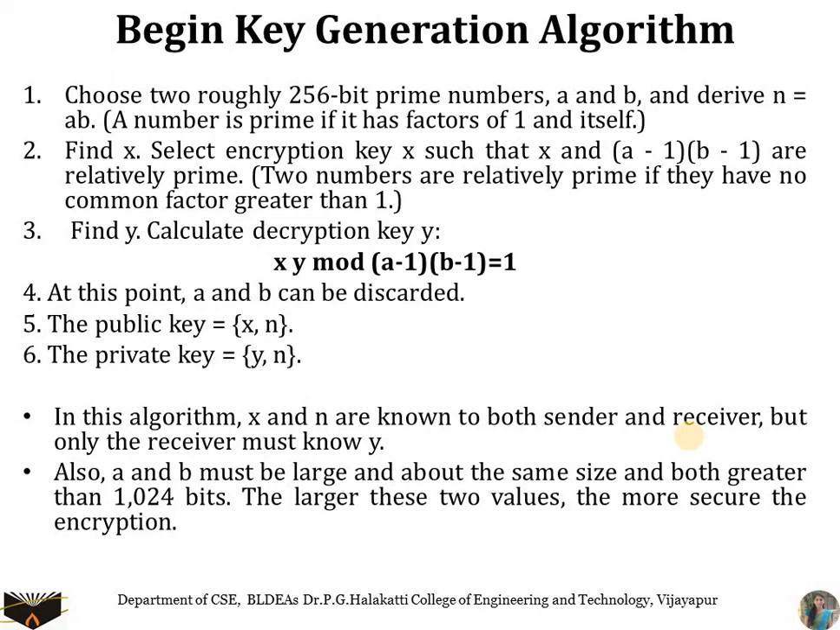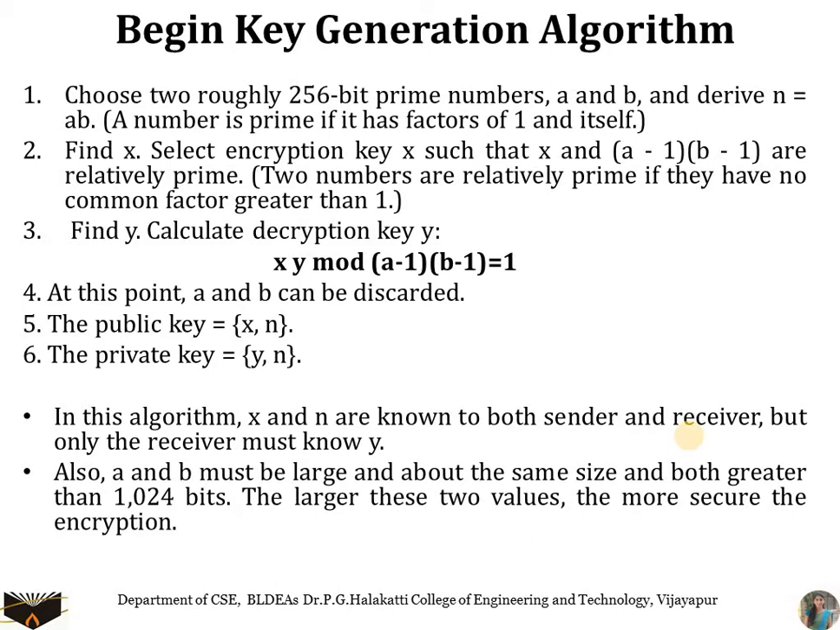How to generate the keys, public and private keys. Choose two roughly 256-bit prime numbers, A and B, and we derive n equal to A times B. Here A and B are two different prime numbers of 256 bits. Prime numbers are the ones which are divisible only by 1 and their own number. So we choose two prime numbers of length 256 bits, and we call them A and B.